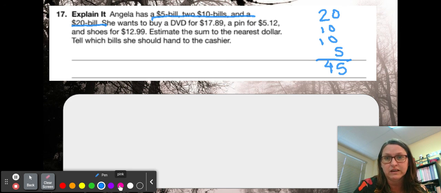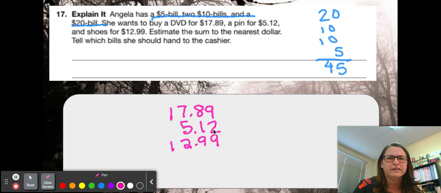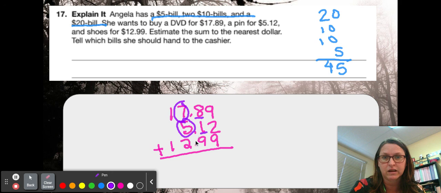Now the question is, she wants to buy a DVD for $17.89, a pen for $5.12, and shoes for $12.99. It says estimate the sum, which tells me I'm adding, to the nearest dollar, then tell which bills she would have to hand to the cashier. So I am rounding these to the nearest $1. So I'm going to circle my 7 and underline my 8. Circle my 5, underline my 1, and circle my 2, underline my 9.